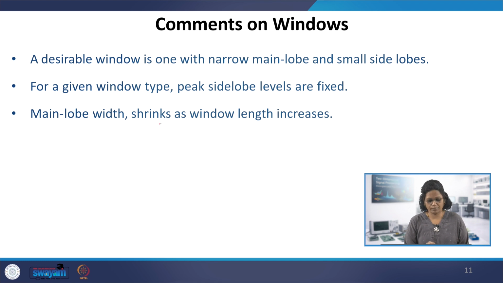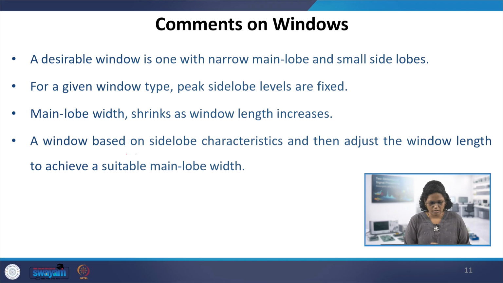The main lobe width shrinks as the window length increases. We have seen the 9-sample window has a certain main lobe width. If we increase the number of samples in the window, this main lobe width will shrink, so they are inversely proportional. The side lobe characteristics depend on the characteristics of the window, that is, there will be lower and lower ripple in the side lobes as we smoothen the window.